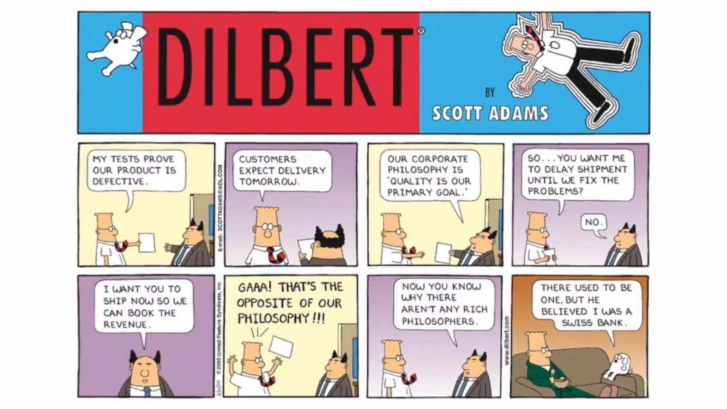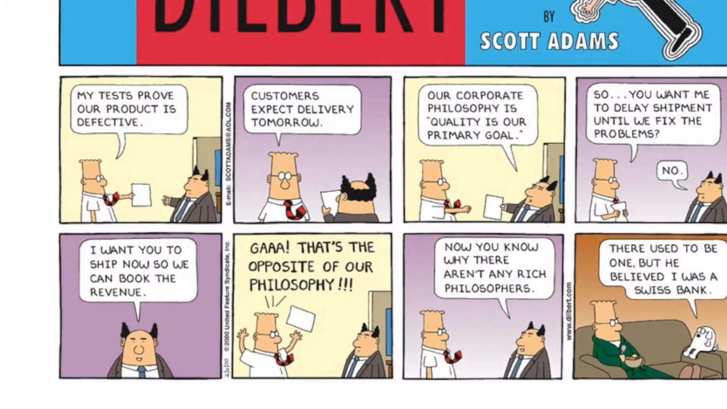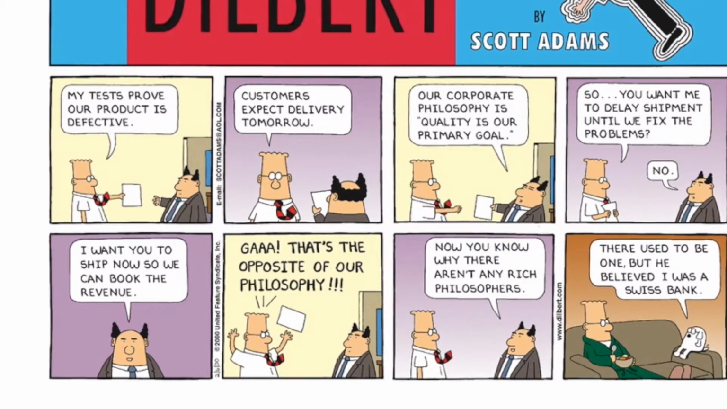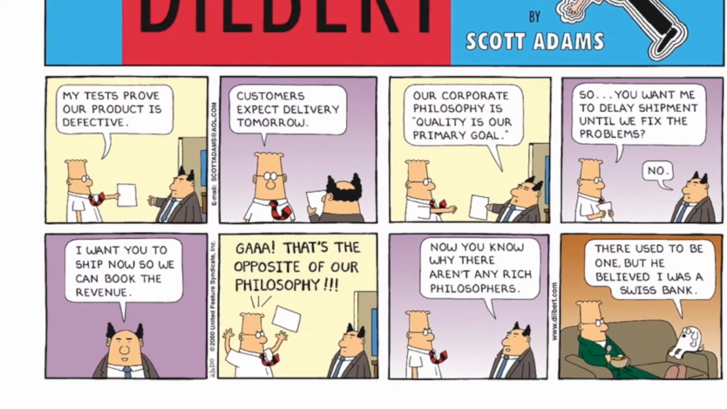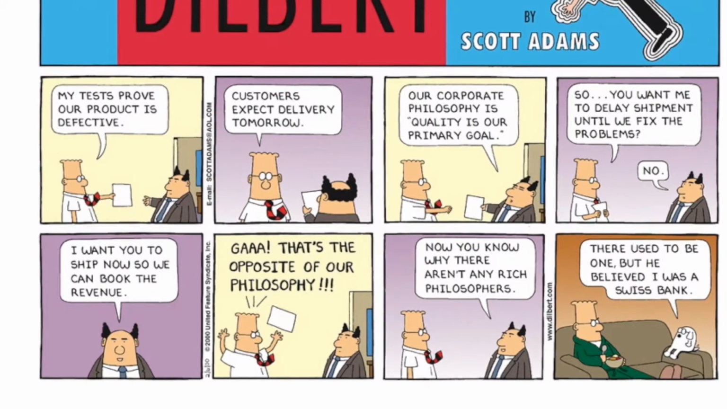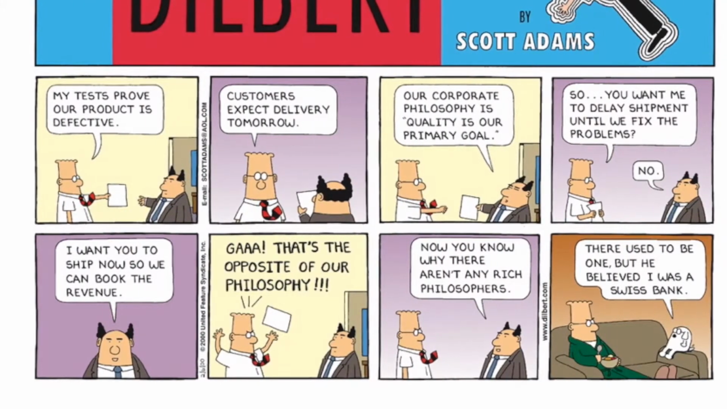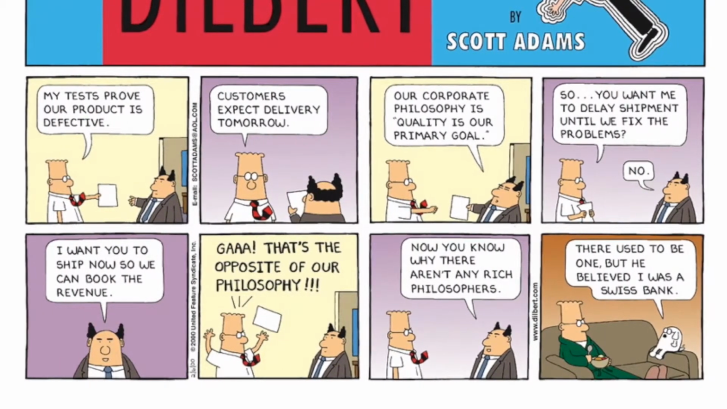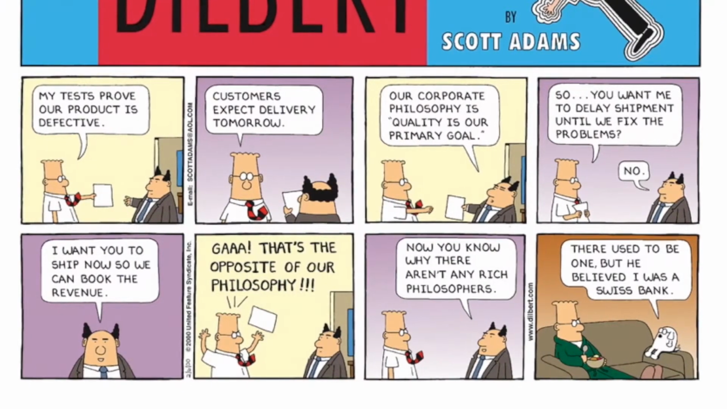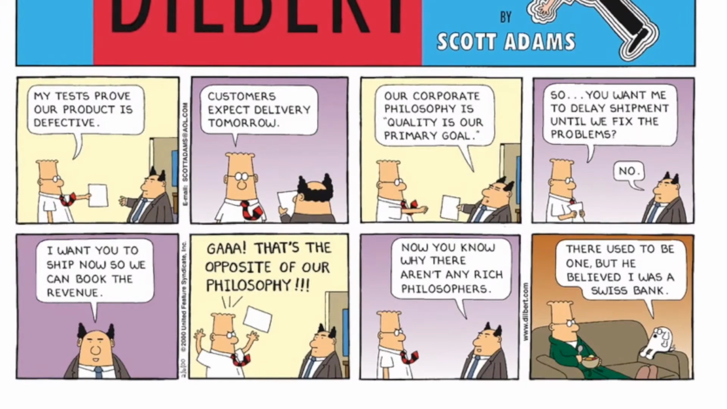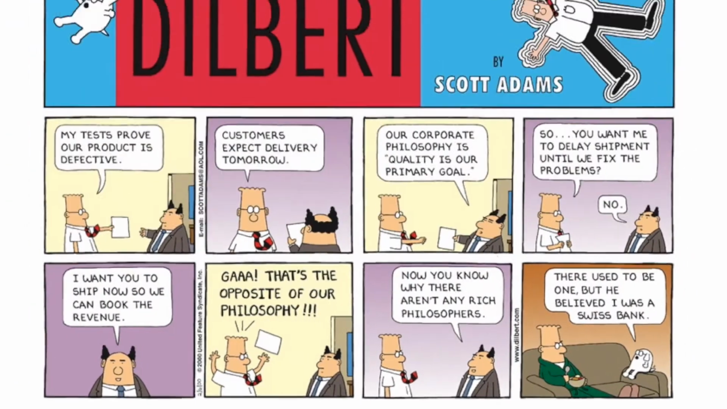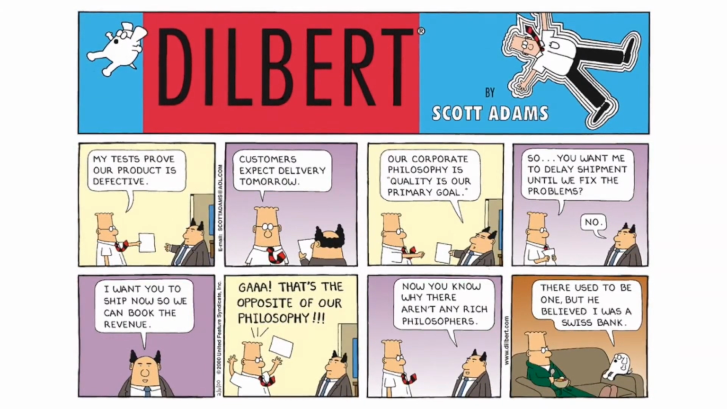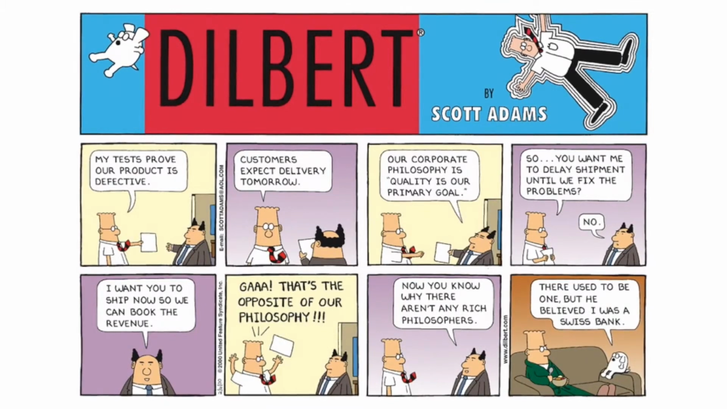Now, here's a scenario with which some of you may be able to relate. In the first frame, Dilbert says to his manager, "My tests prove our product is defective. Customers expect delivery tomorrow." The manager responds, "Our corporate philosophy is quality is our primary goal." "So," says Dilbert, "you want me to delay shipment until we fix the problem?" "No," says the manager. "I want you to ship now so we can book the revenue." "Gosh," says Dilbert, "that's the opposite of our philosophy." "Now you know," says the manager, "why there aren't any rich philosophers." You really have to work in QA to appreciate that cartoon, but it does demonstrate the tension that can sometimes exist between QA and sales.